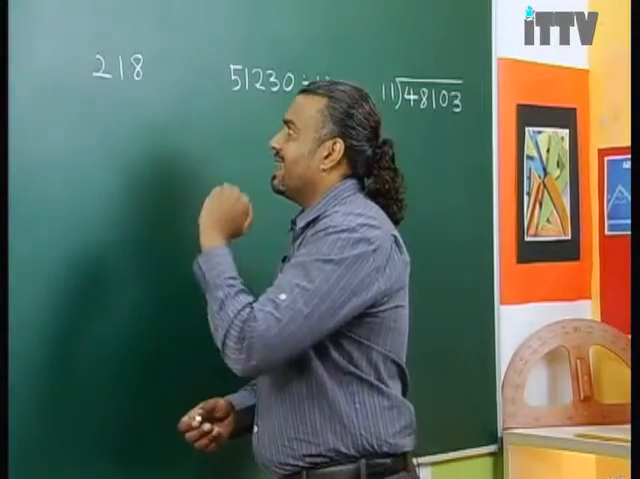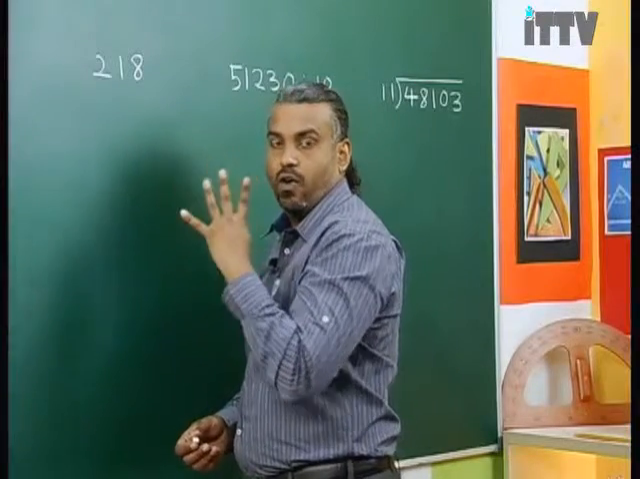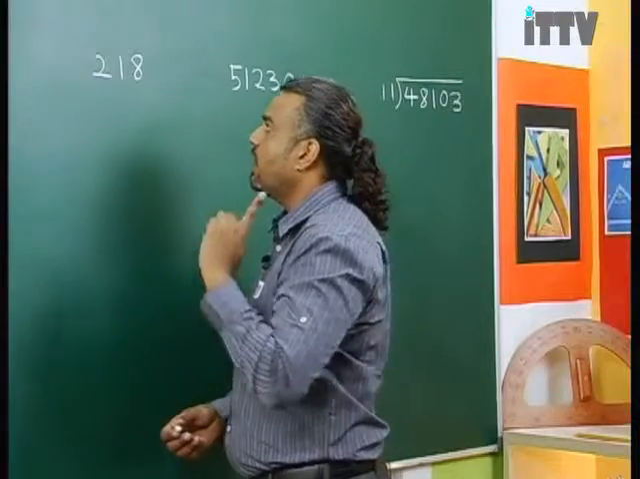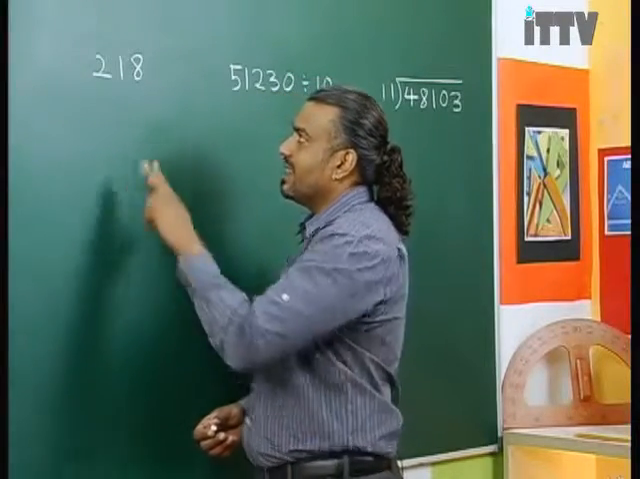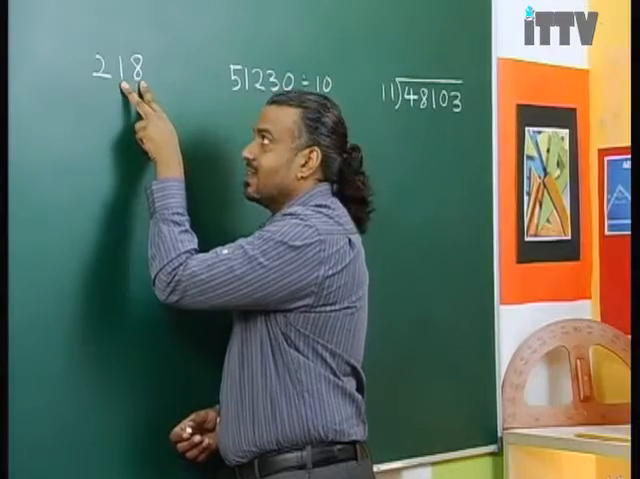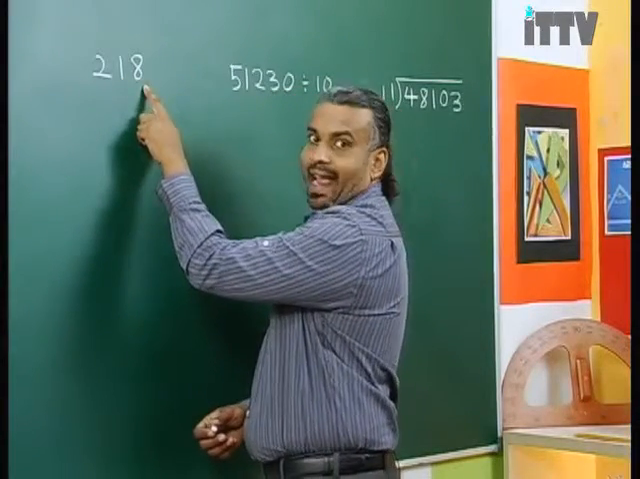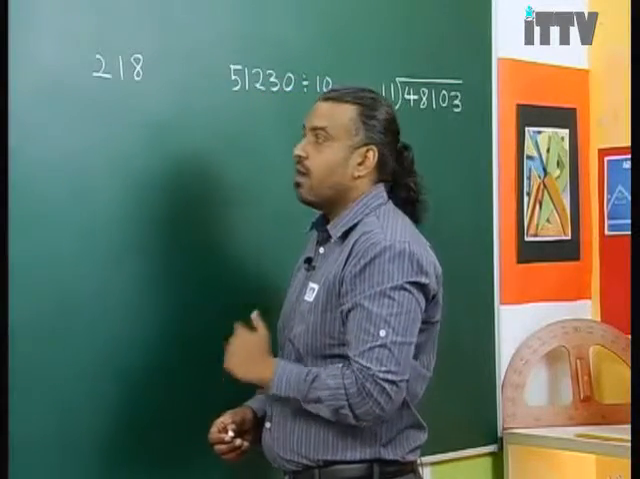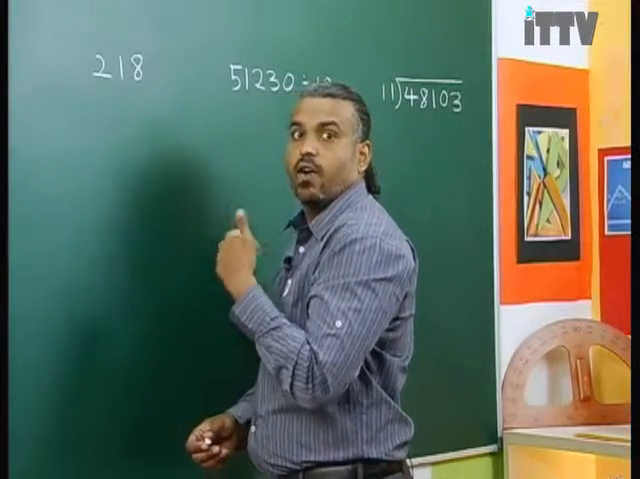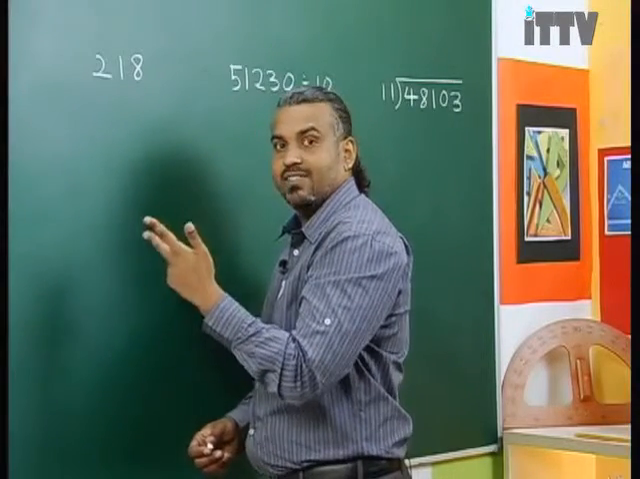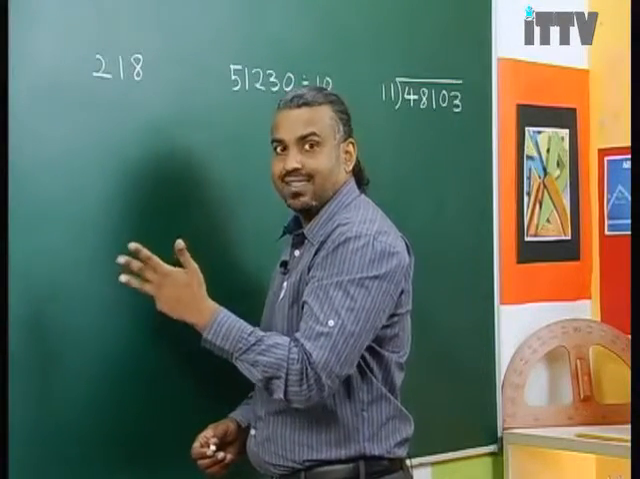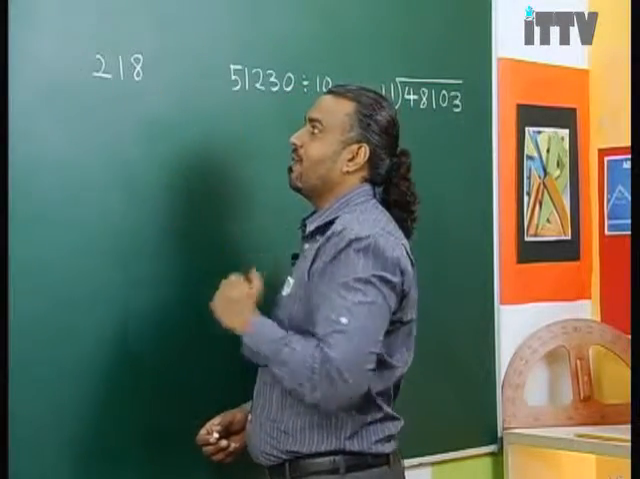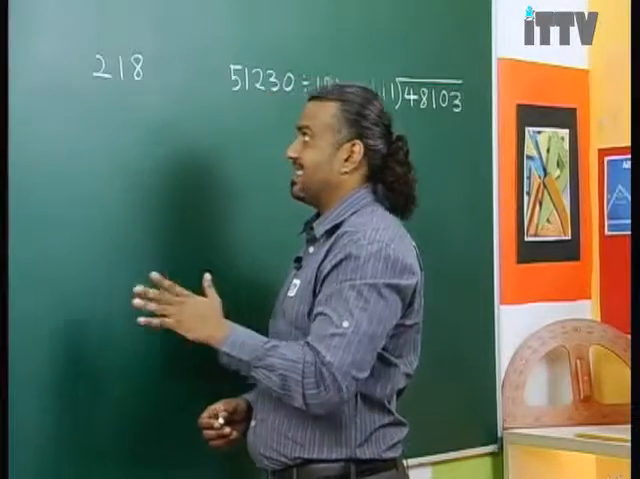What about divisibility by the divisor 4? Can this be divided by 4? Let's see. In order to find that out, what do you have to do? Check out the last 2 digits. The last 2 digits are 1 and 8. Is it divisible by 4? No. Why? 4 times 1 is 4. 4 times 2, 8. 4 times 3, 12. 4 times 4, 16. 4 times 5, 20. You see? It cannot be divided by 4 exactly.